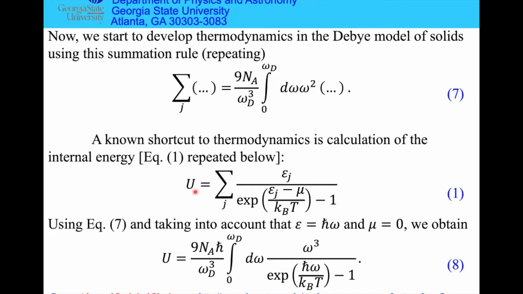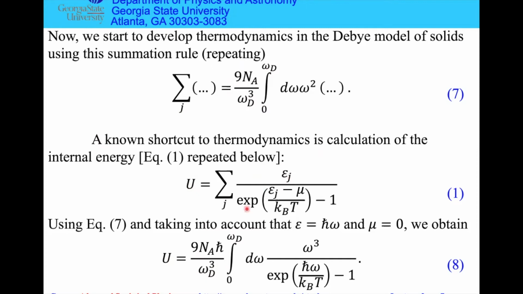So this internal energy of the system, this expression we already had at the beginning, is formula number 1. Now I'm using this summation rule. I will write this summation as a number. It is coefficient 9Na divided by omega cubed D. This epsilon is h omega.